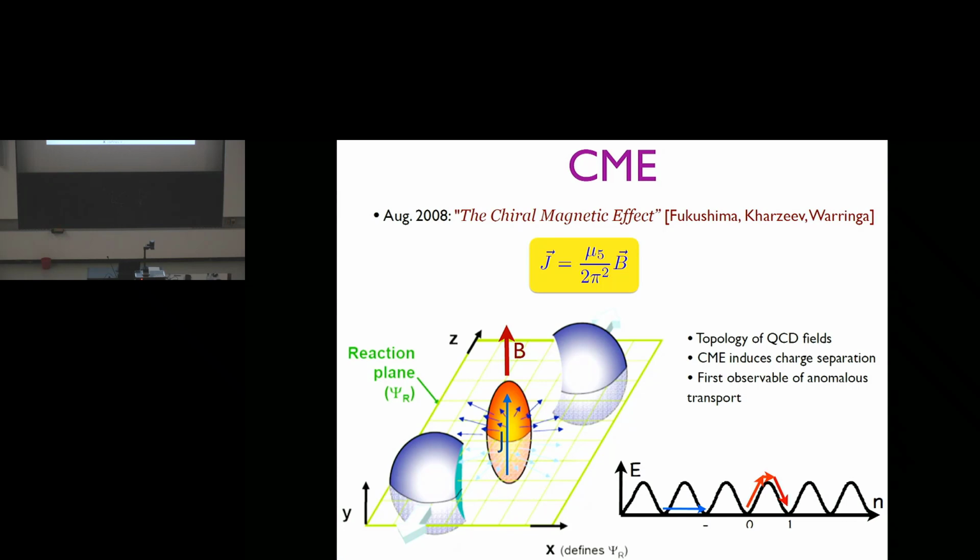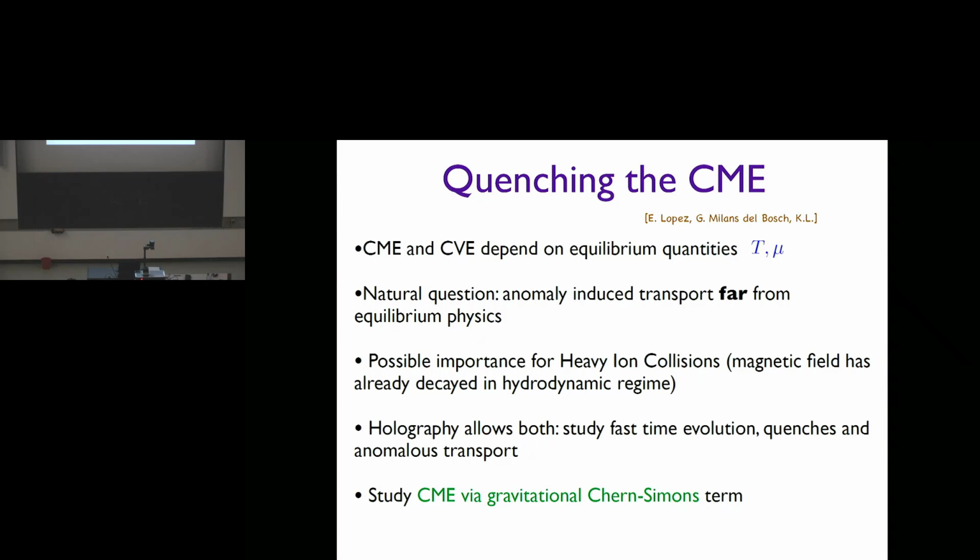As I have emphasized before, chemical potential and temperature are state parameters, but they characterize the state at thermal equilibrium or very close to thermal equilibrium. What happens when you are very far from equilibrium? That's a question you can address in holography. So you can think about doing some sort of quenching of the chiral magnetic effect. And that's something we did recently.